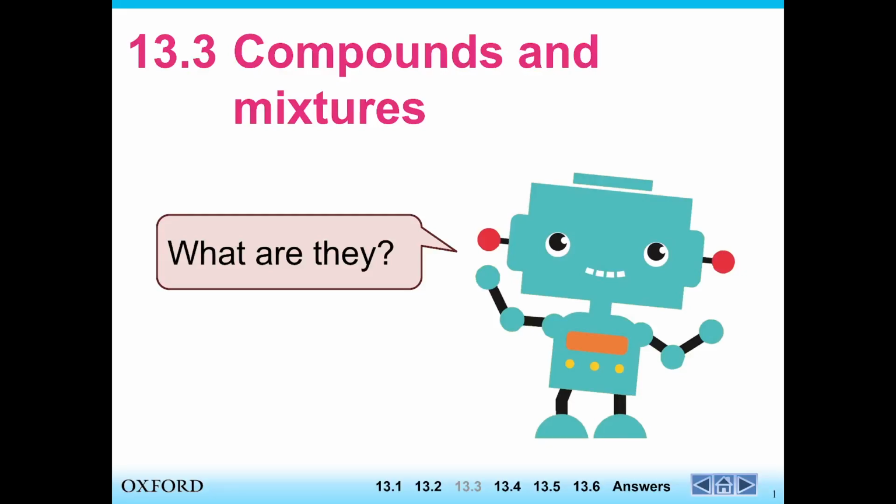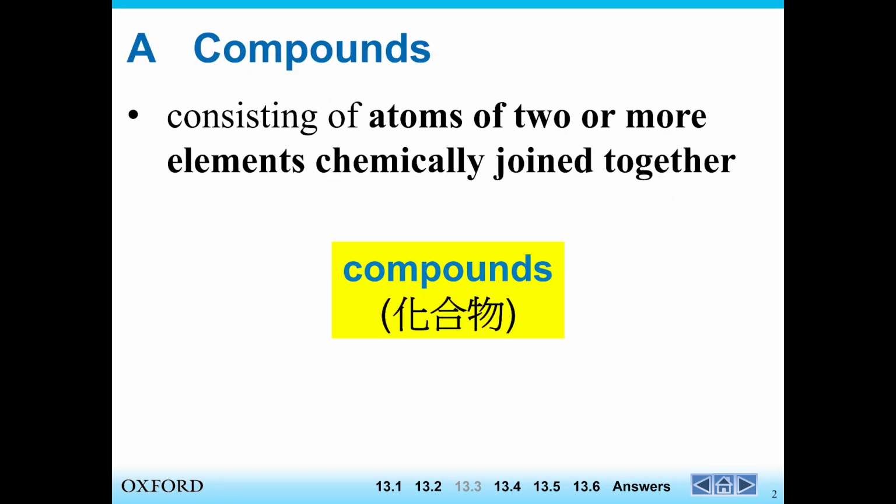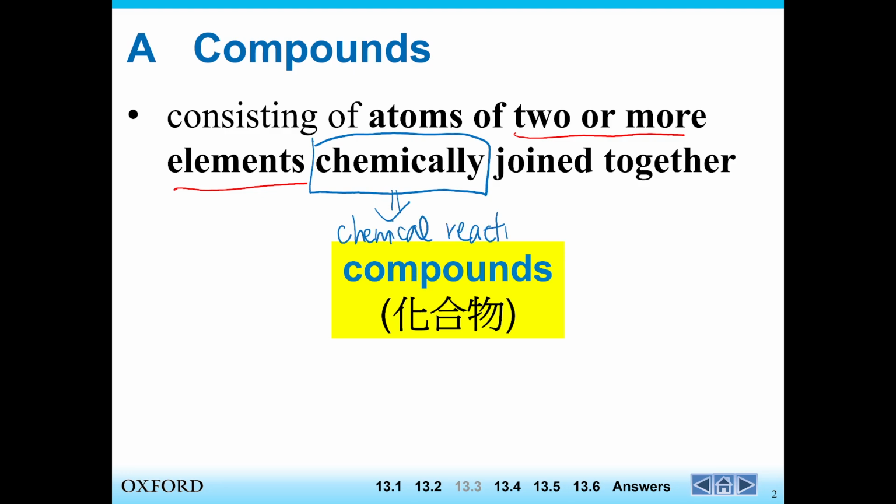In this video, we're going to talk about what are compounds and mixtures. So compounds are atoms of two or more elements, and the key word here is chemically joined together, or chemically combined together. That is the key word, chemically. That means there has been a chemical reaction between two or more elements.